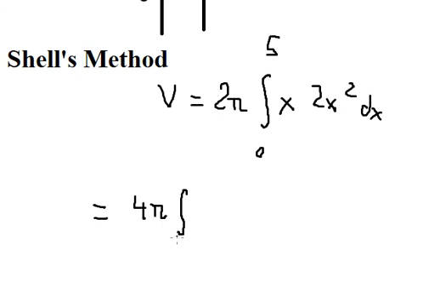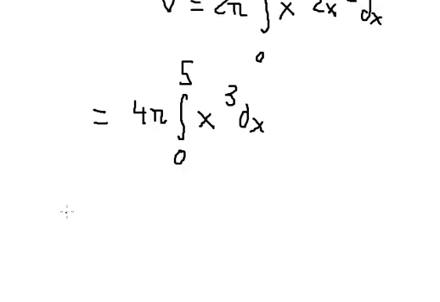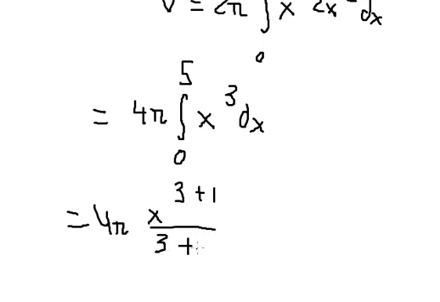And we have the integration from 0 to 5. x and x squared, we have x to the power of 3 dx. Next, the integration of this one, we have x to the power of 3 plus 1 over 3 plus 1. And I will put the bounds in here from 0 to 5.